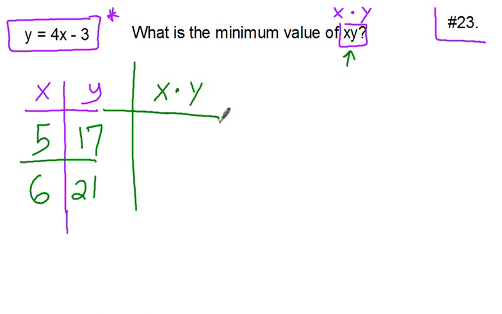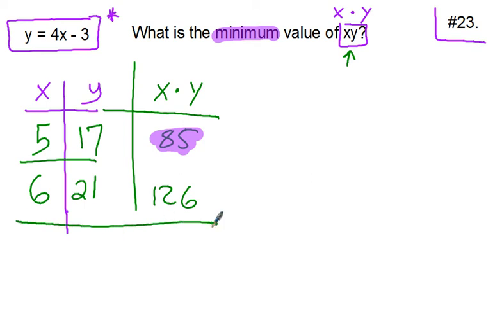Let me just pick up a calculator for this part. The product of 5 and 17 is 85, whereas the product of 6 and 21 is 126. So between the two values that I generated, this would be the smaller product. We are interested in the minimum. But the question is, can I make the product smaller?